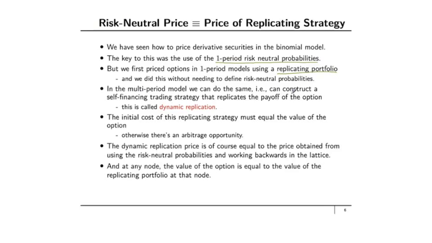Well, in the multi-period model, we can do the same. We can construct a self-financing trading strategy that replicates the payoff of the option. This is called dynamic replication. And the initial cost of this replicating strategy must equal the value of the option. Otherwise, there's an arbitrage opportunity. And the way to see this is as follows. So as before, let theta t be our self-financing trading strategy.